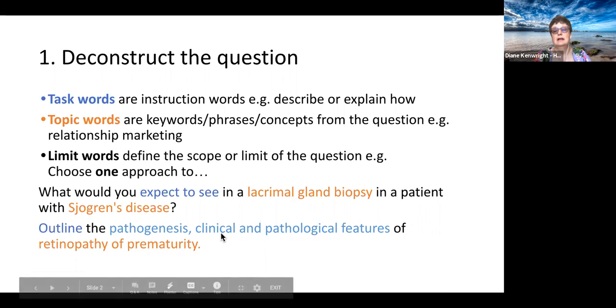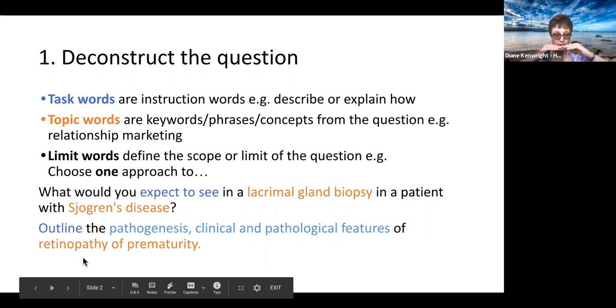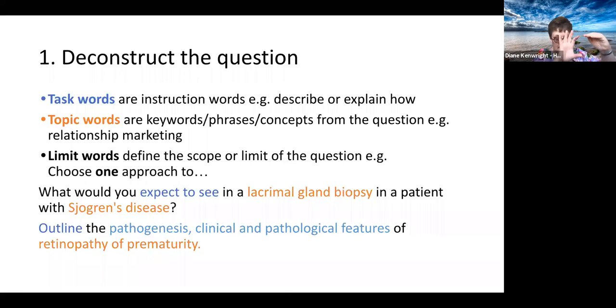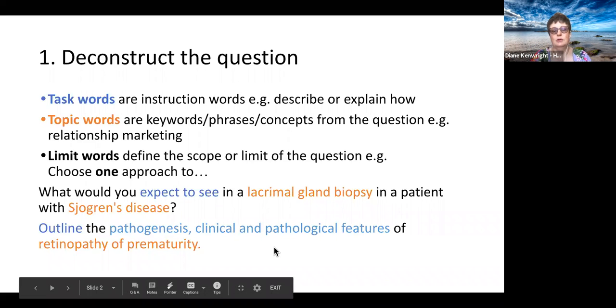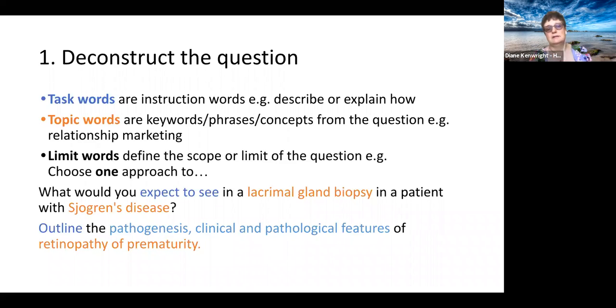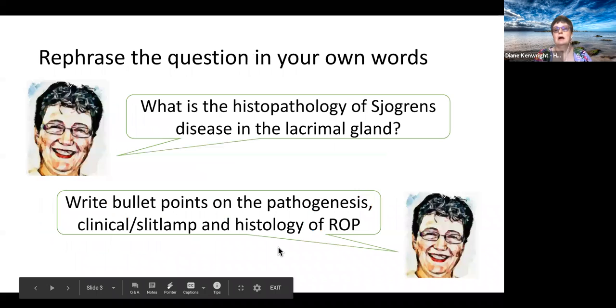Another question: outline, which means write some bullet points, or a few sentences, on three things: the pathogenesis, the clinical and the pathologic features of retinopathy of prematurity. So you would answer this by writing retinopathy of prematurity, pathogenesis, some sentences, clinical appearance, which means probably through the Volk or the slit lamp or something. And then the pathological features here means the histopathology. So you'd write one, two, three paragraphs. And you don't lose marks for going off track, but you don't get marks. But if you deconstruct the question, you can think about what it is.